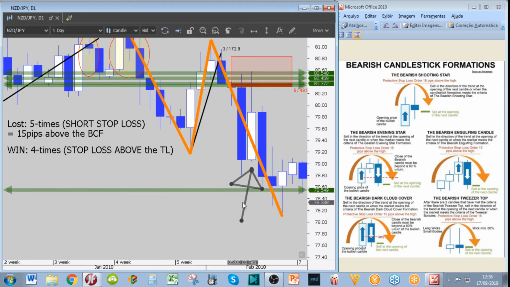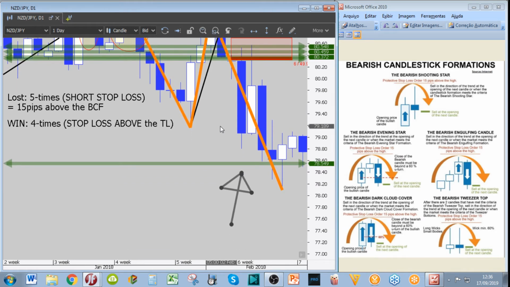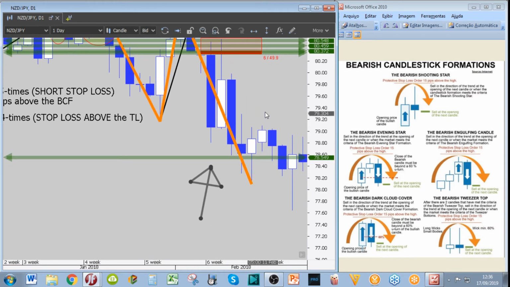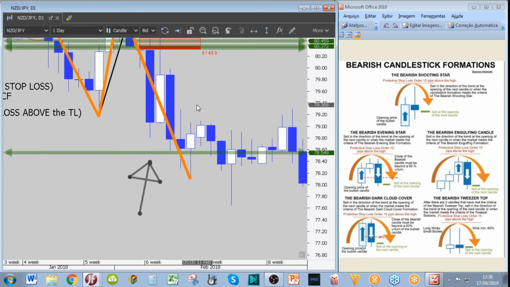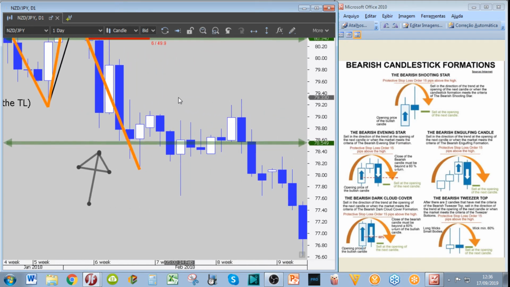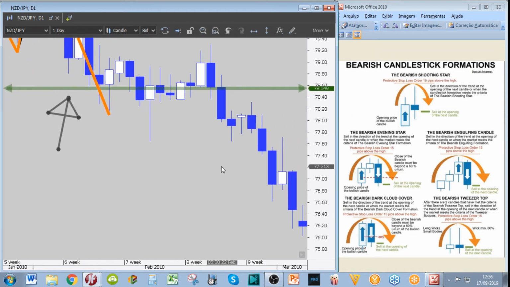Or if you want, if you are happy, you can pocket your profits. There is no right or wrong, but what we are going to do is put our stop loss to break even. When we do this, we don't have any risk in the market. You can take your profits, or put your stop loss to break even, and just monitor the market. The market is moving sideways, falling down, going sideways, moving down.